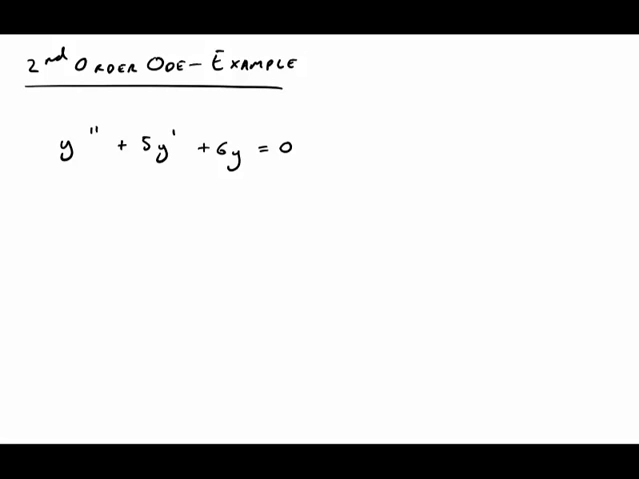Hello, so in this video we're going to work through an example, and it's going to be the case where we have real distinct roots. So in other words, we should end up with two real distinct roots, so R1 should not be equal to R2. Okay, so let's try and solve this thing.